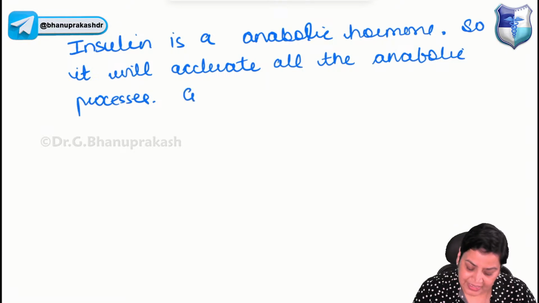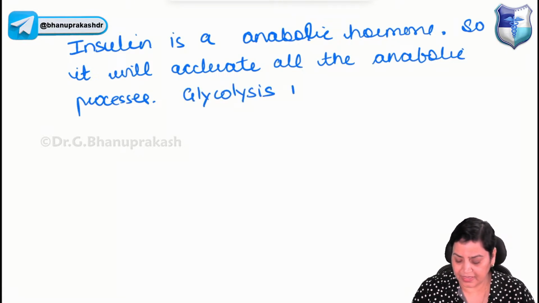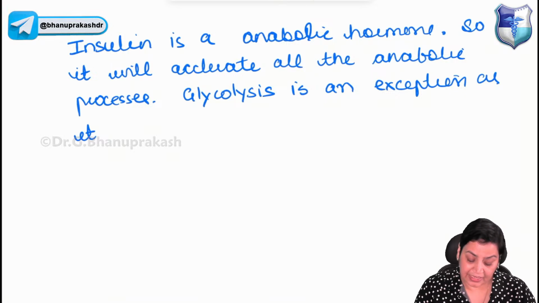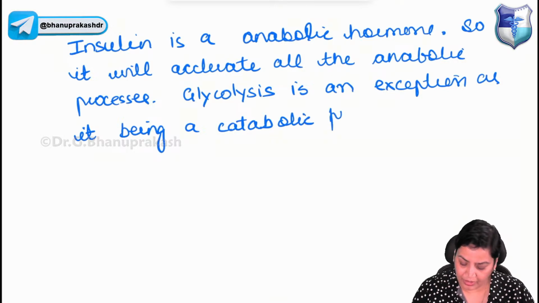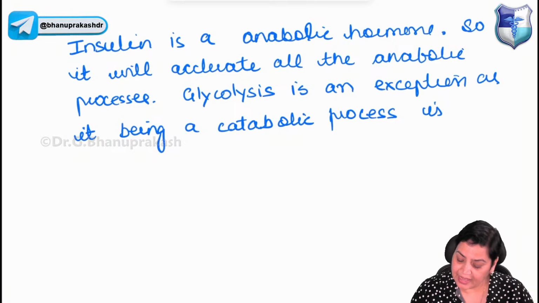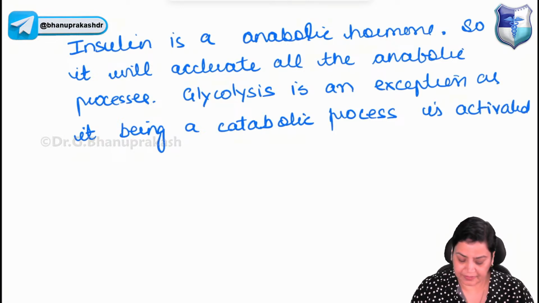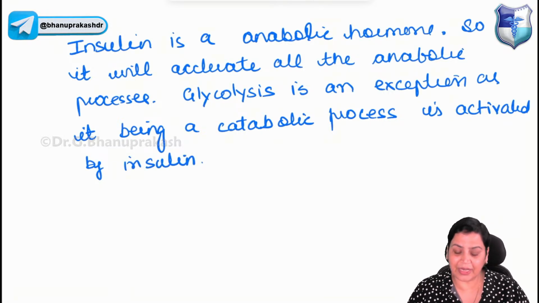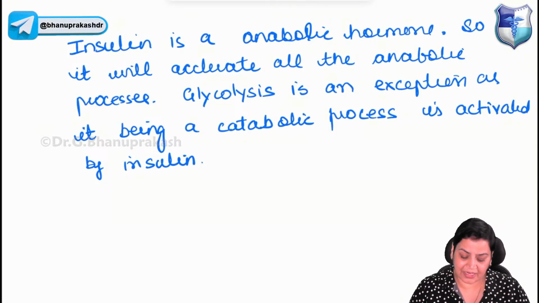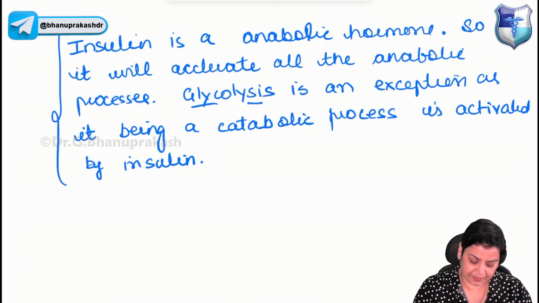Glycolysis is an exception, as it is a catabolic process but it is activated by insulin. Have you understood this point? I'll just repeat it again. Insulin is an anabolic hormone, so it will accelerate all the anabolic processes. Glycolysis is an exception, as glycolysis is a catabolic process, lysis, breakdown of carbohydrate, but it is activated by insulin. Very important.